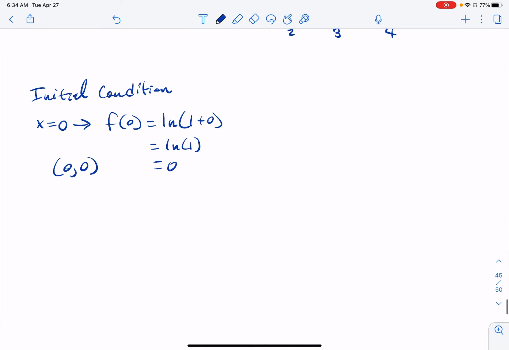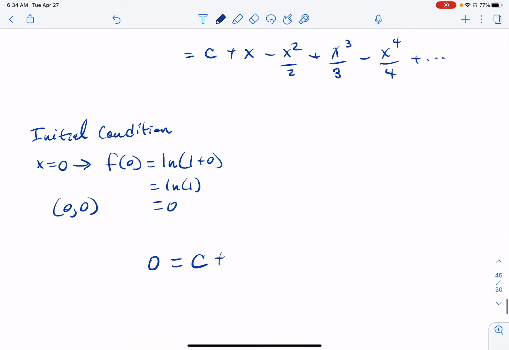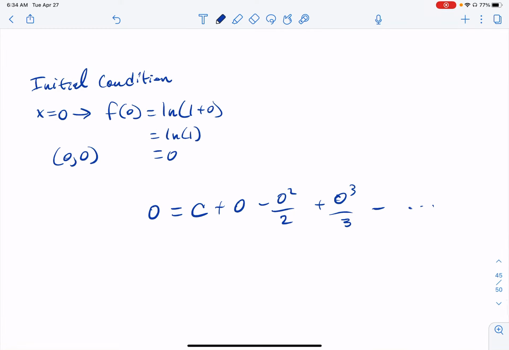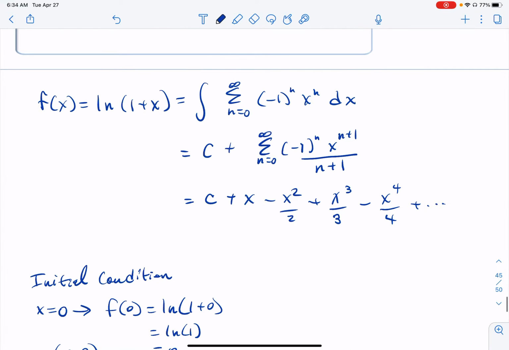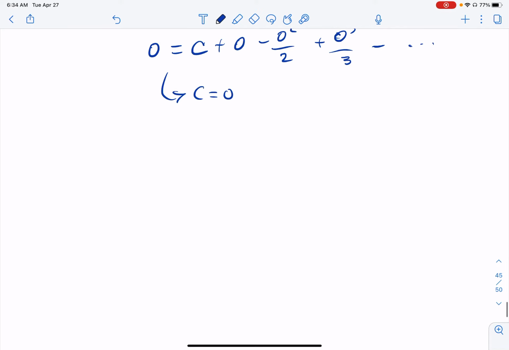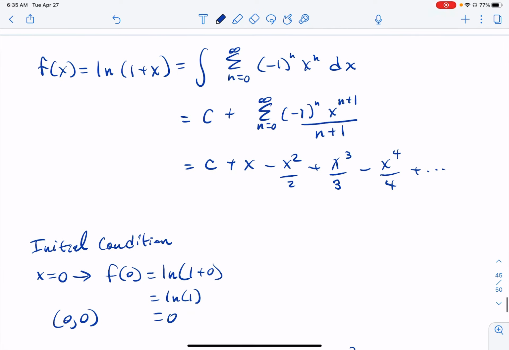Do you need me to write that out? Just in case. I plug in, the whole thing's supposed to be equal to 0, and I have c plus 0 minus 0 squared over 2 plus 0 cubed over 3 plus, okay, you get the point, right? So in other words, our c is equal to 0. So we just solved it, and then, hey, that thing just disappears. I'm just going to go right up here and take it away. So really, our first term here is just x.